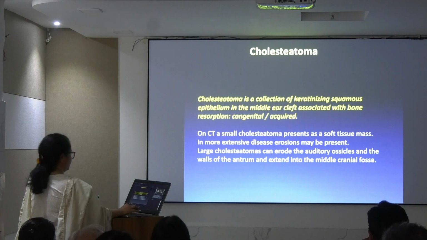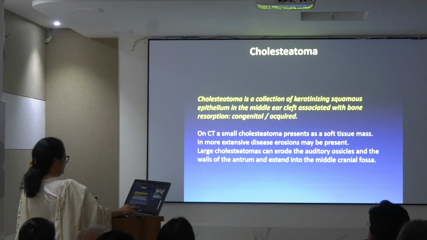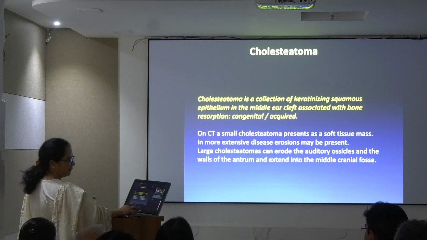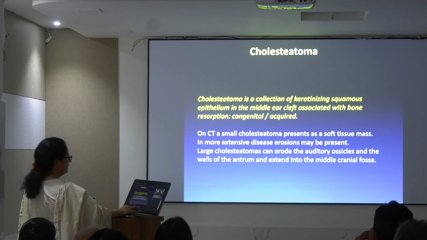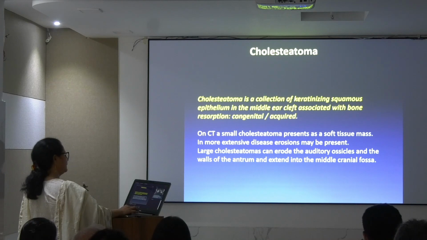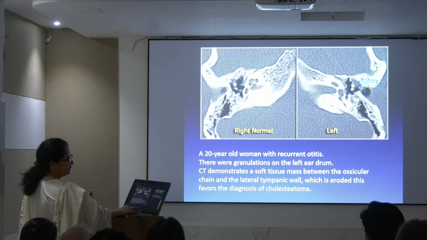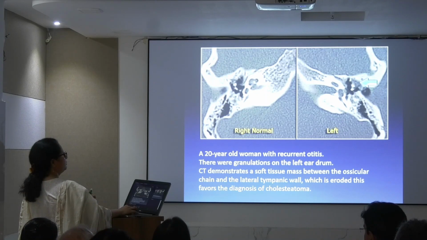Coming to cholesteatomas, this is a collection of keratinizing squamous epithelium in the middle ear. If there is bone resorption, then we call it a cholesteatoma, but it is very difficult for radiologists to differentiate cholesteatoma versus granulation tissue. It's a clinical diagnosis. Whenever we see some soft tissue in the middle ear cavity, it may be very difficult on the basis of CT alone to differentiate. We need to go for a contrast study to see the enhancement and other patterns.